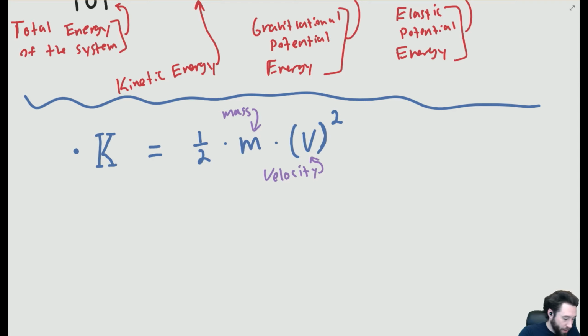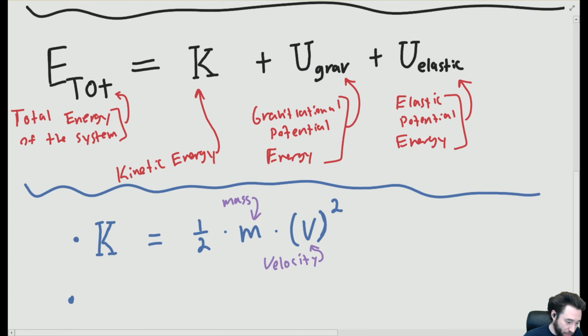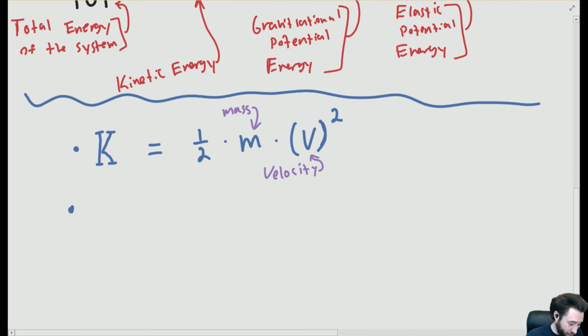Okay. So the next one would be gravitational potential. So this could be capital U, grav. And this one's probably the easiest. So it's just going to be mass times the acceleration due to gravity times the height from the ground.